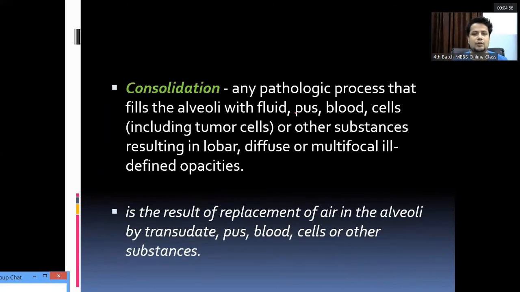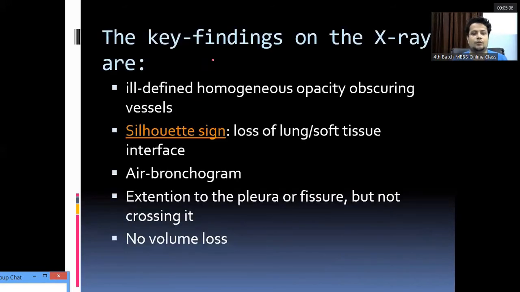So coming to the consolidation, consolidation is usually the replacement of air in the alveoli by transudate, pus, blood, cells, or other substances. The key findings in the X-ray of consolidation are ill-defined and inhomogeneous opacity, obscuring the vessels. Sorry, I said homogeneous earlier; that was a mistake. Vessels are obscured, but bronchi are seen. When these bronchi are seen, that is called the air bronchogram. Next is the silhouette sign. We have already discussed the silhouette sign in the previous presentation. That is seen in consolidation.